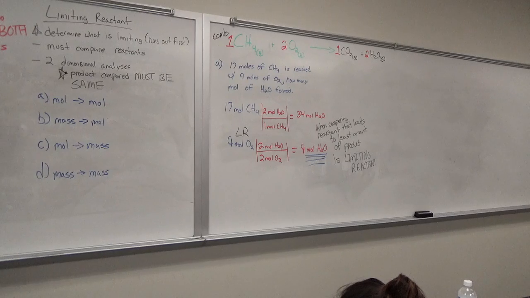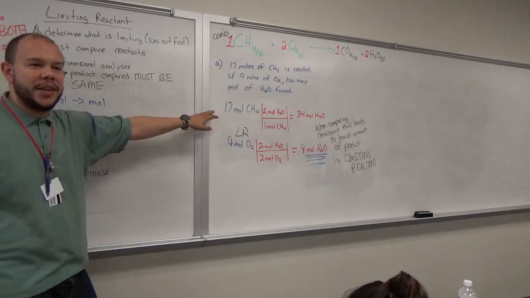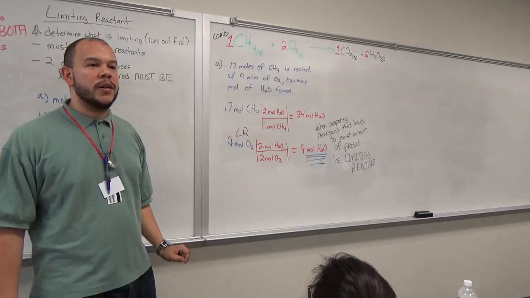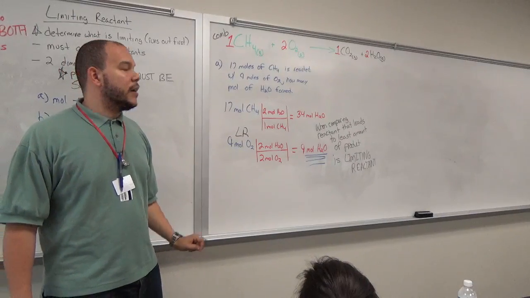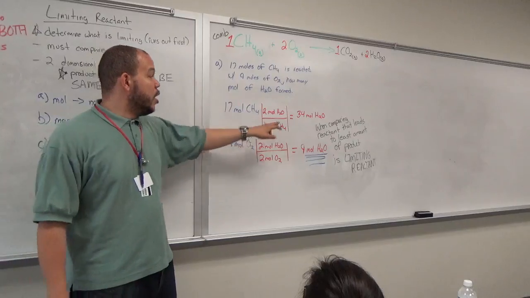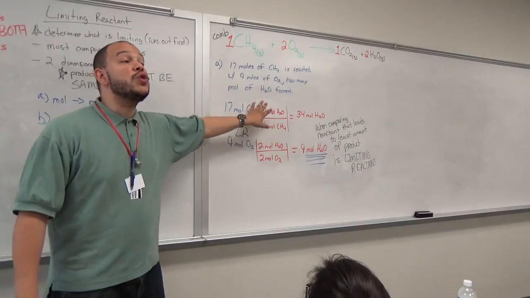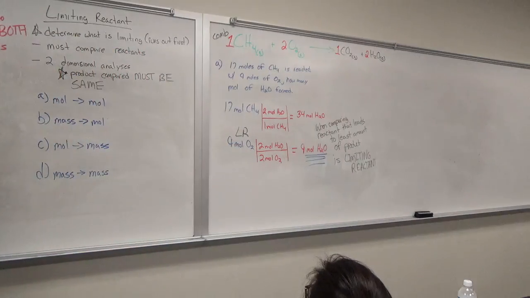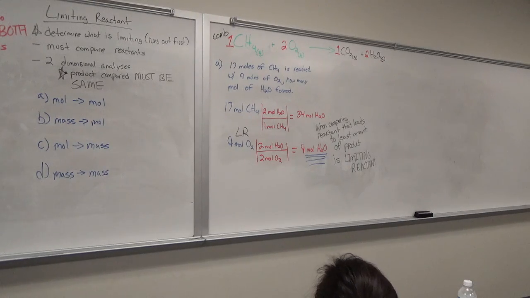This star right here: product compared must be the same. You cannot do the dimensional analysis here and look for moles of water in one and look for moles of CO2 in the other. Can't do that. That's where people sometimes might make a mistake. You have to use the exact same product. You could have used CO2 if you want to. You just got to use it in both places. It's still going to give you one larger than the other, and it's still going to give you limiting reactants. But you have to pick a product and stick with it. Which one doesn't matter.